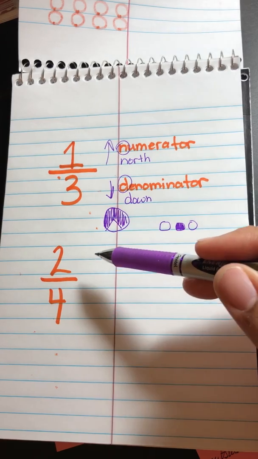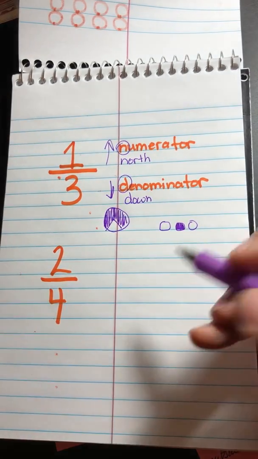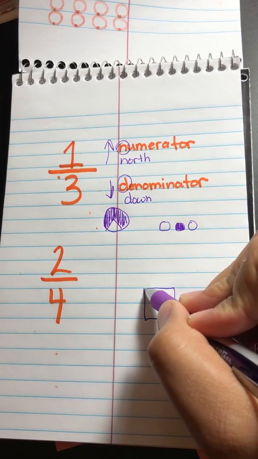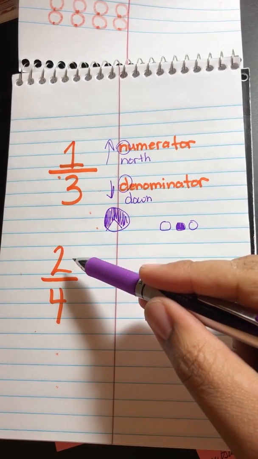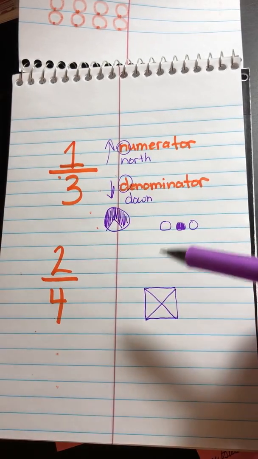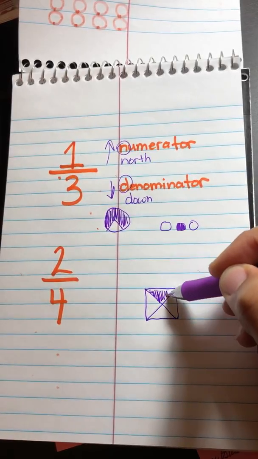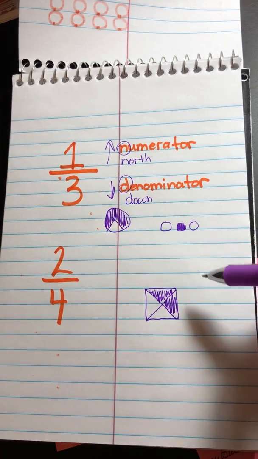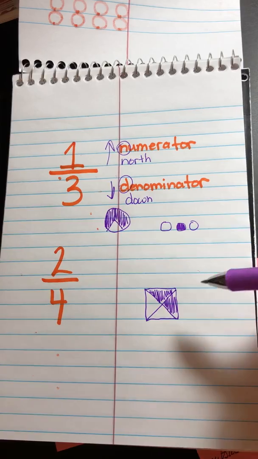So let's look at another one. 2/4. My denominator is 4, so my model needs to have 4 pieces. My numerator is 2, so I'm talking about 2 pieces. So I think for now it'll be this top piece, and it's going to be this right piece. I'm talking about these 2/4 that are shaded in.